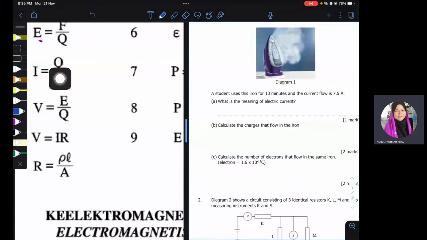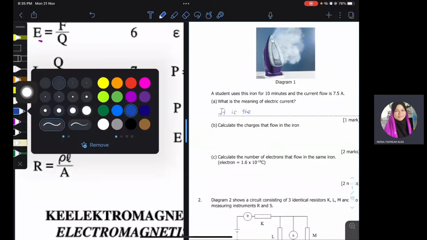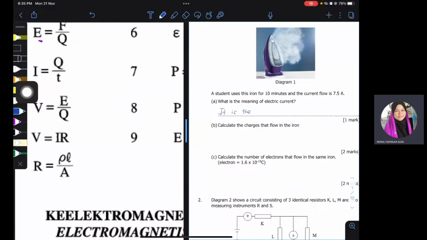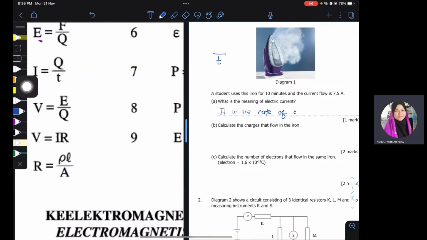What's Q? Anything per T is a rate. Rate of what? We have over T here. So what's on top of T? Q. Rate of charge.